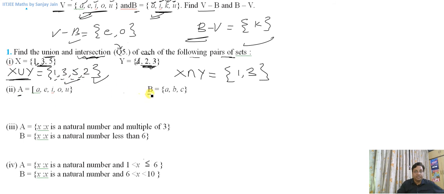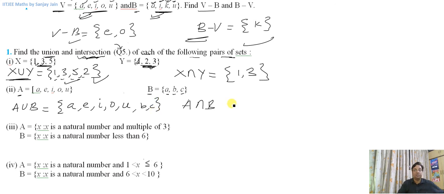This is set A, this is set B. So let me write the union of A and B and the intersection of A and B. The union of A and B will be a, e, i, o, u, and then a I have already written, b and c. So this is the union. In the intersection, I require only the common elements, which is a. a is common to both of these sets. Apart from a, there is no other element that is common. This is the curly bracket.